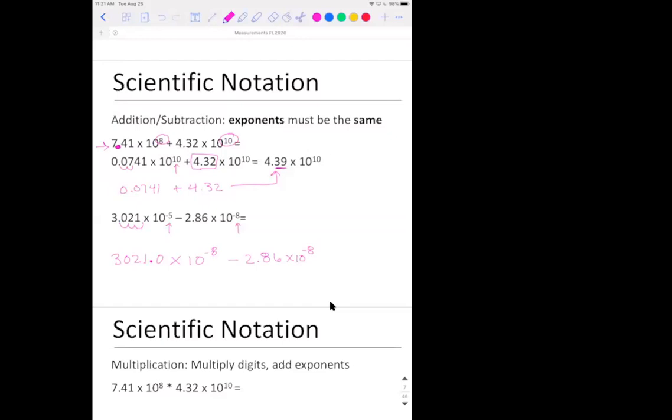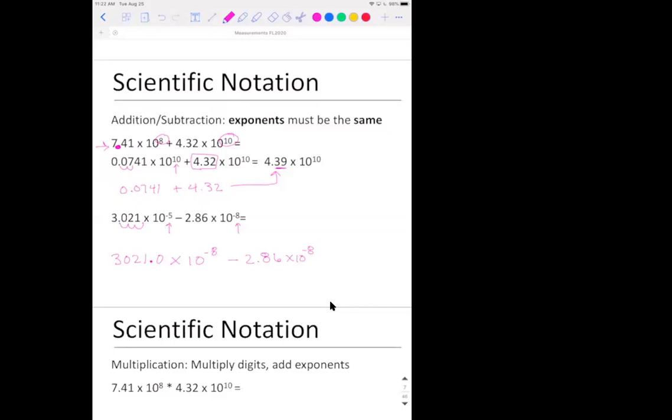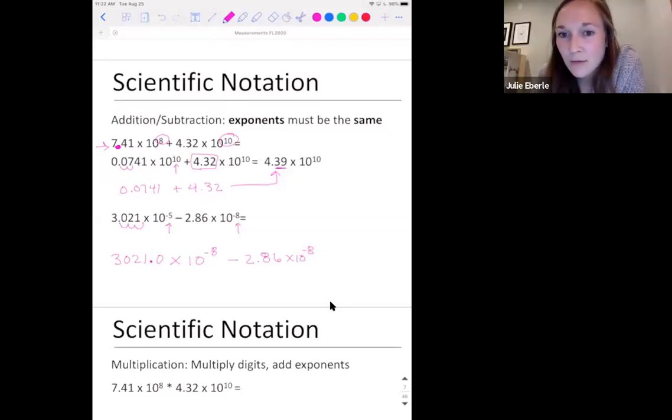At the beginning of class, you said the base number has to be between 1 and 10. Yes. Well, we're in the middle of a mathematical process right now. Once we get our answer, we can convert it back to the general format. So we're not totally done yet, but hang with me. This is just for the purpose of adding or subtracting them.